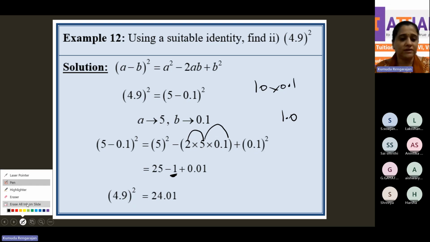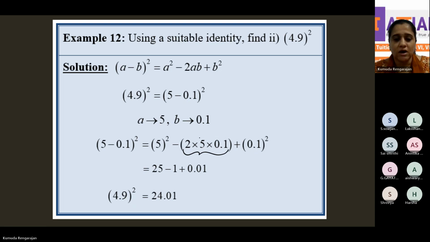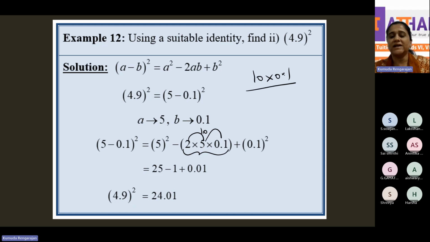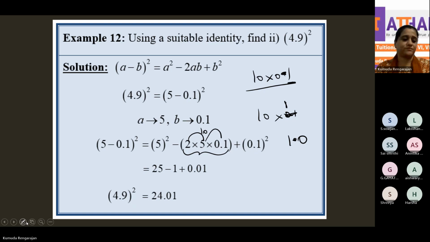See, I'll tell you this again. 2 into 5 is 10, and 10 into 0.1. Just remove the decimal point. It's like 01, which is 1. So 10 into 1 is 10. After the decimal point, 1 digit. So here, 1 digit: 1.0, which is 1.